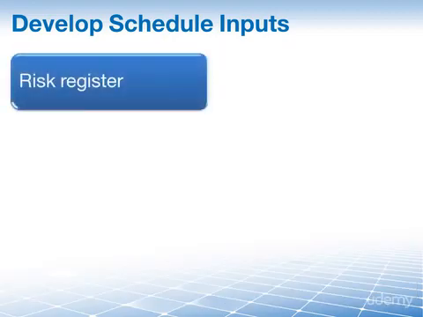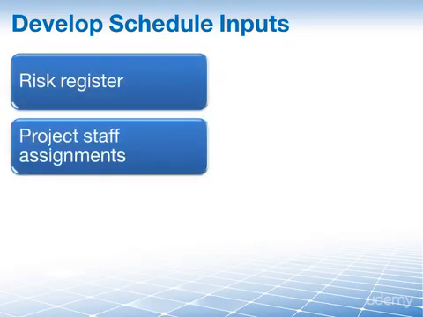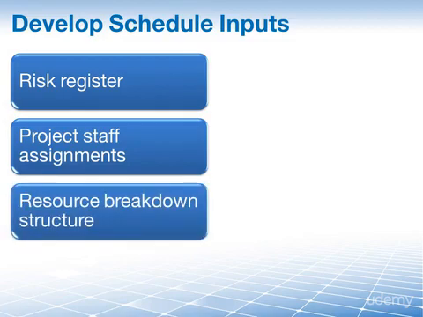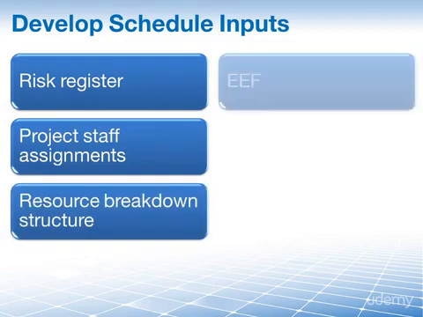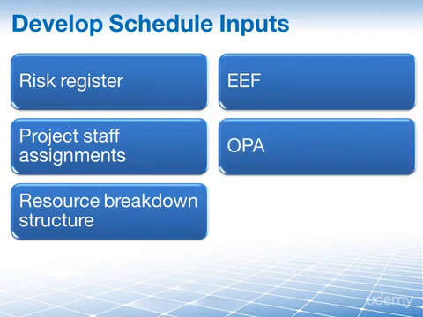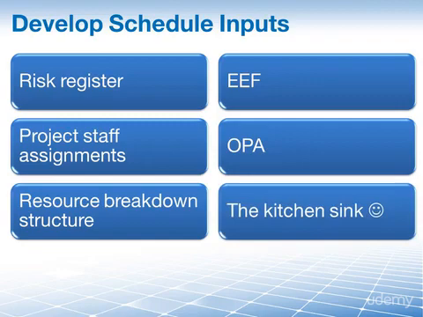We have the risk register, the project staff assignments, the resource breakdown structure, the enterprise environmental factors, the organizational process assets, and since they have obviously thrown everything into this process that they could find, we might as well throw the kitchen sink in there as well. Just kidding. Well, when you look at this list, you're probably thinking, wow, we're pretty much using the whole project environment as an input to this process.